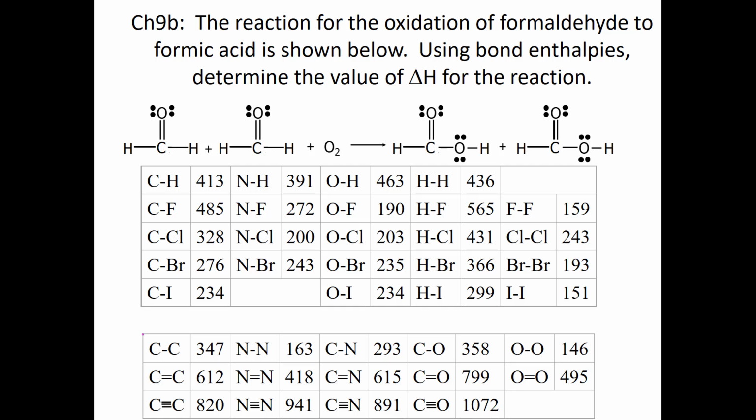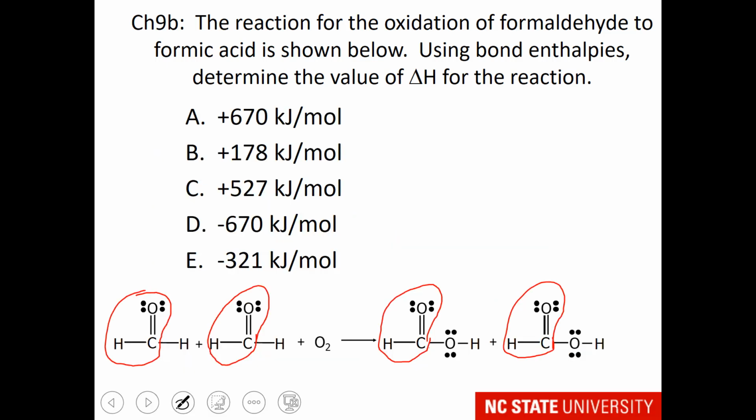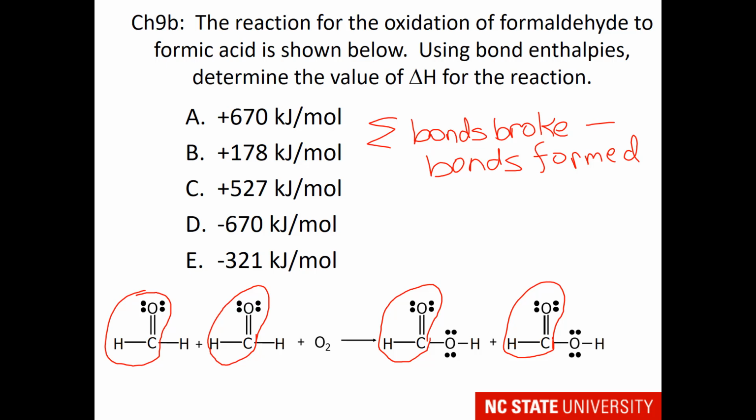Let's look at the actual reaction. One thing that could simplify your math is to circle the areas that we don't change. The formula needed to calculate this is the sum of bonds broken minus bonds formed. And don't forget to draw the Lewis structure of the oxygen molecule. You need to know if that bond is a single, double, or triple bond.